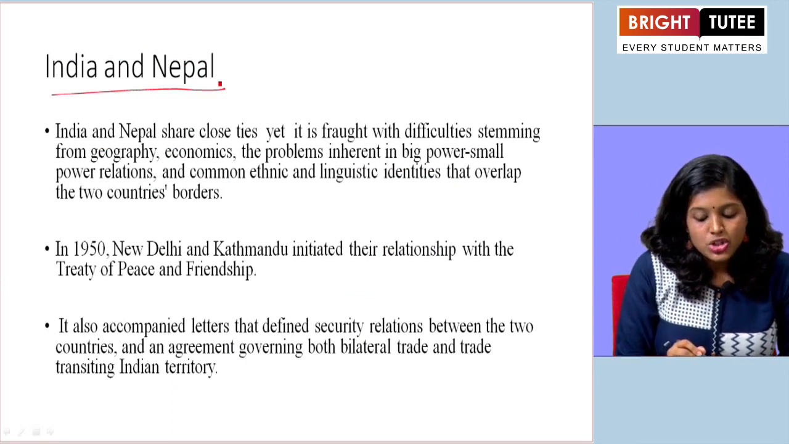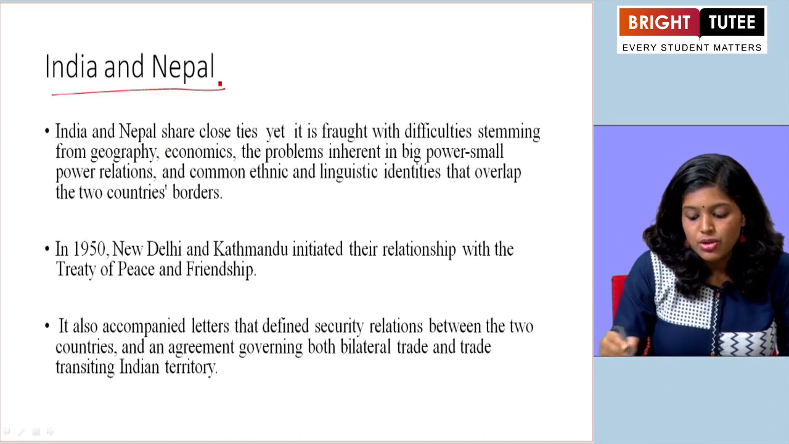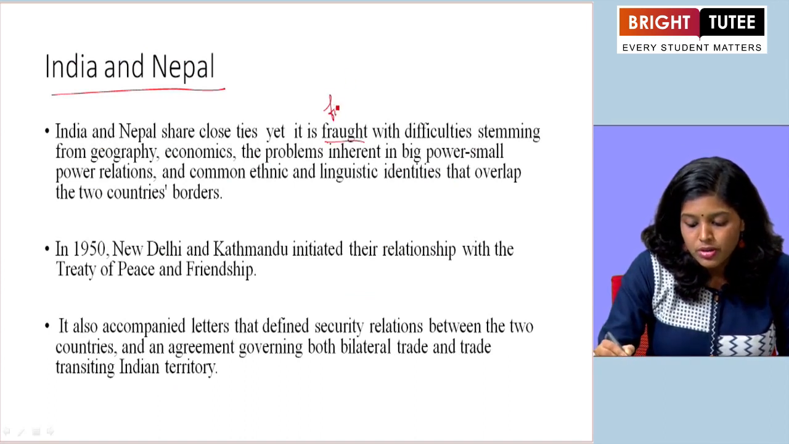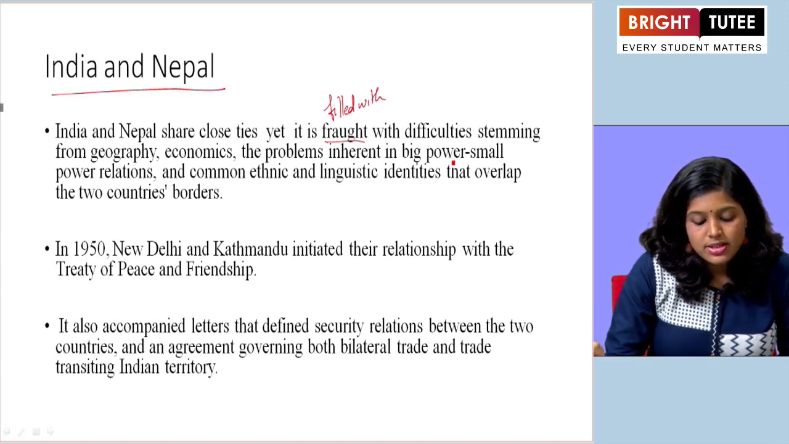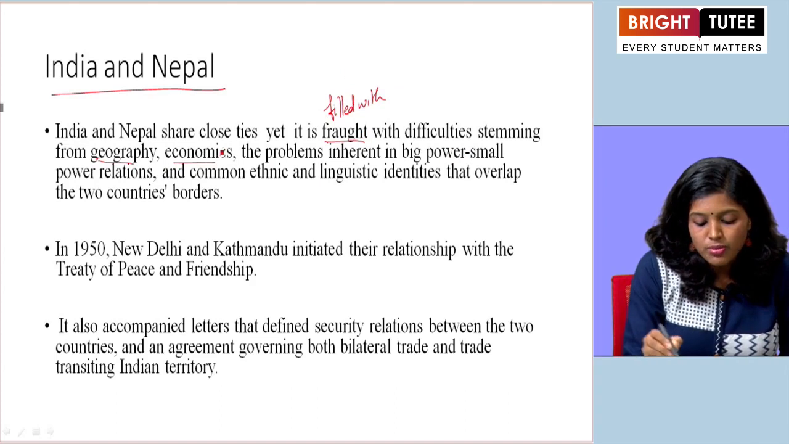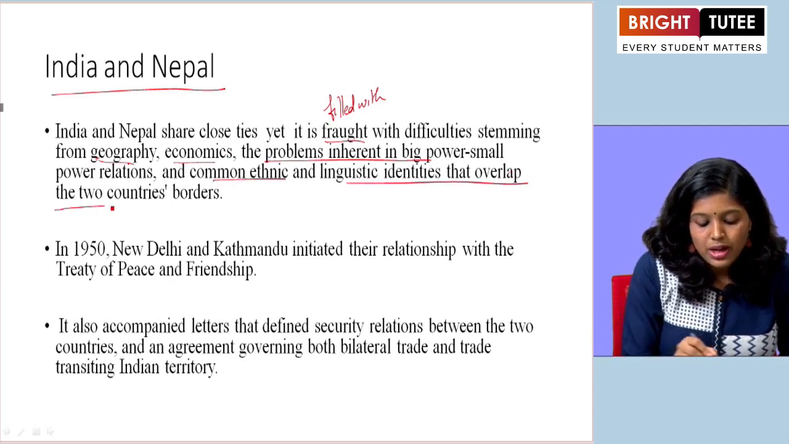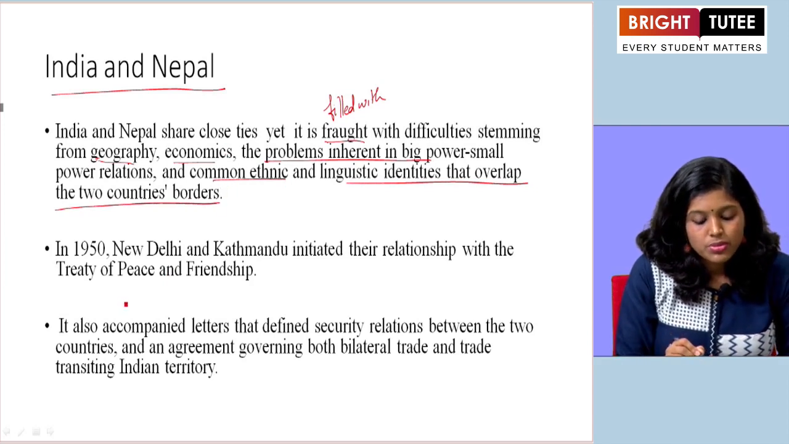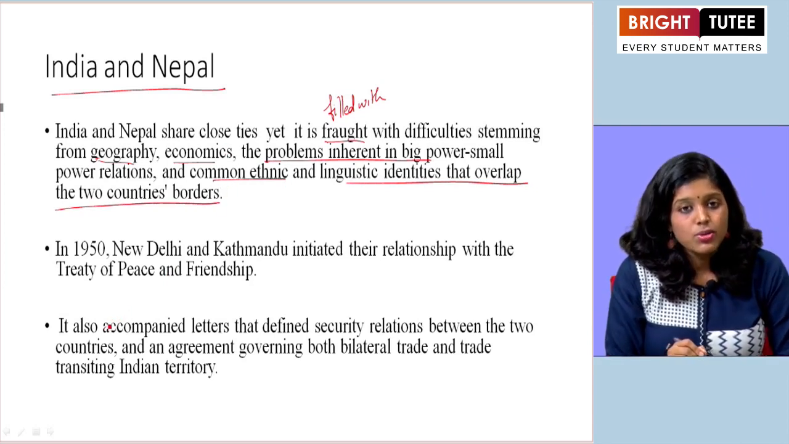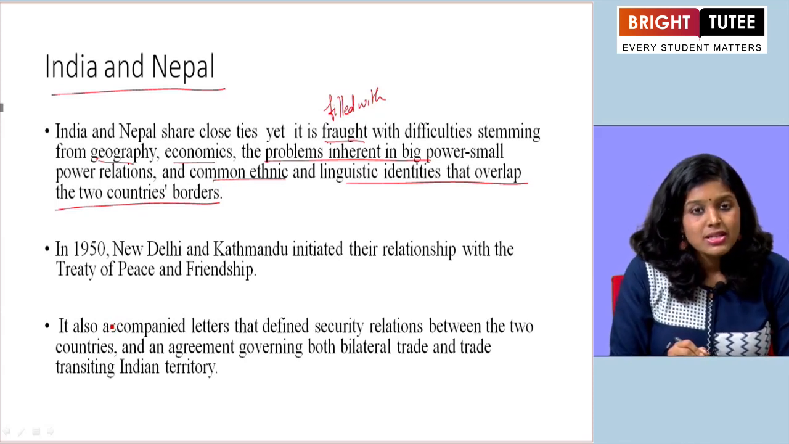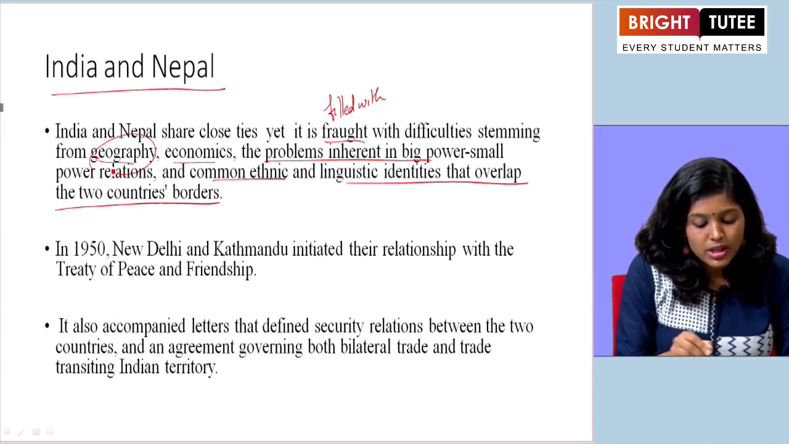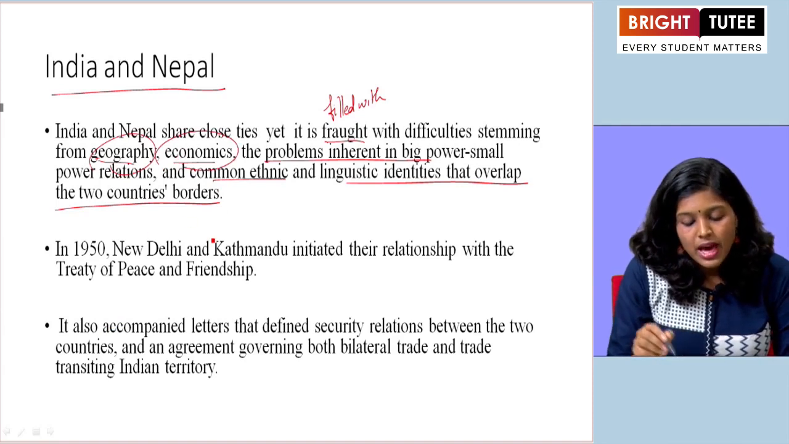India and Nepal share close ties, yet it is fraught, or filled, with difficulties stemming from geography, economics, and problems inherent in big power, small power relations, and common ethnic and linguistic identities that overlap the two countries' borders. So, India and Nepal have very close ties, but also several problems which are geographical, economical, and other.